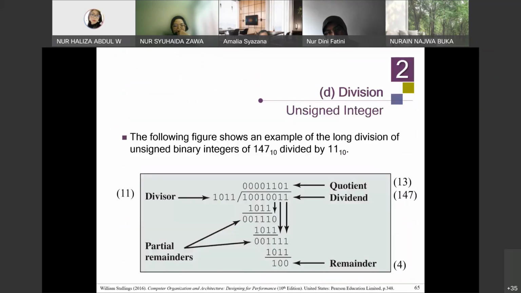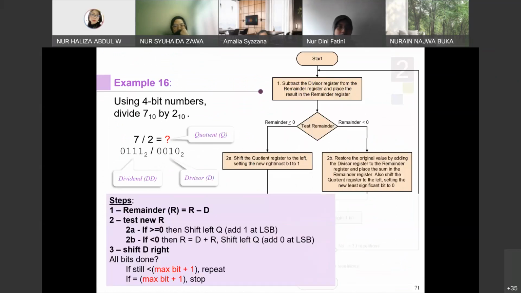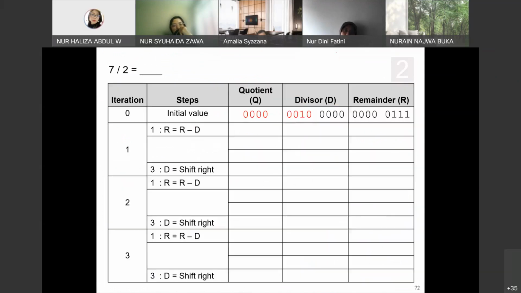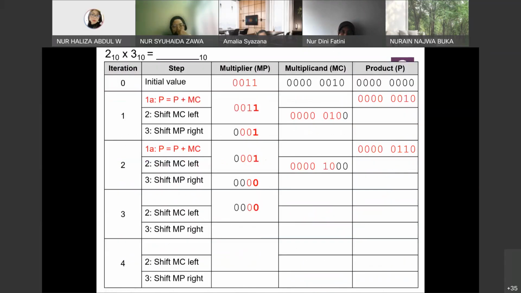Okay, I want to show you the division. This is the division part. You have a flow chart and you need to apply this. Quite similar, right? But there are a lot of differences. Okay, let me proceed back to our topic.